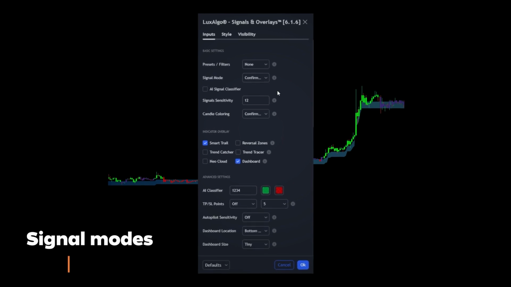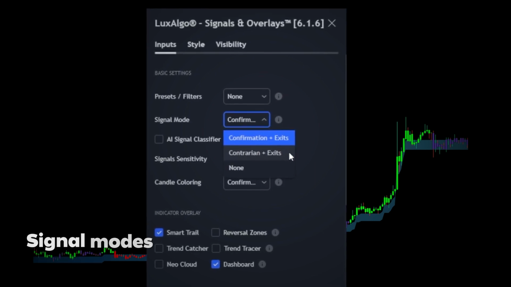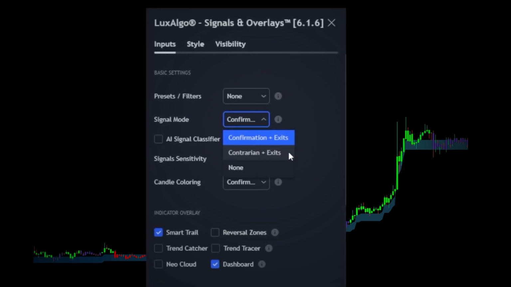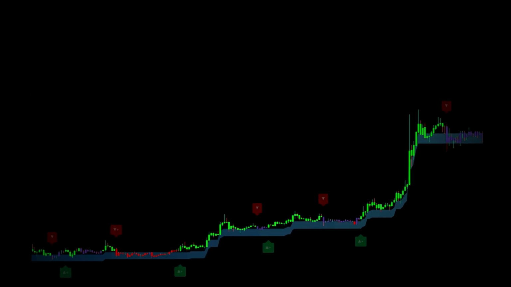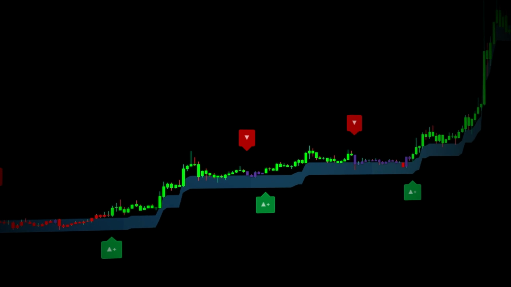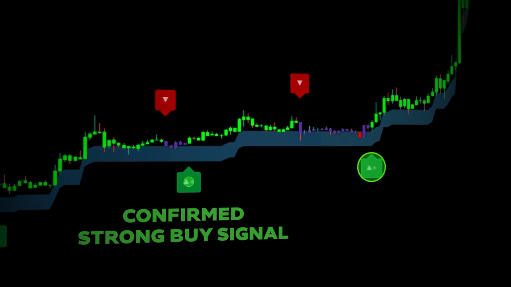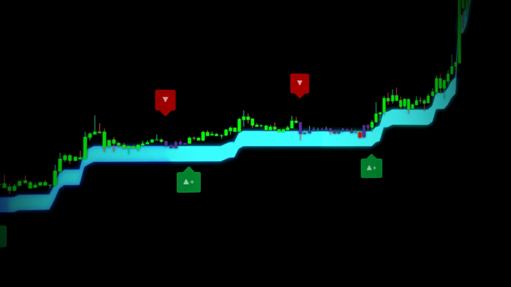First up, we have our signal modes. There are 2 main signal methodologies available. Each one fits a different trading style. To make it easy, we'll talk about confirmation and contrarian signals. Confirmation signals are based on a performance adaptive, trend-following methodology. As the name suggests, they aim to confirm any potential action a trader might take and are more effective when used in confluence with other indicators.